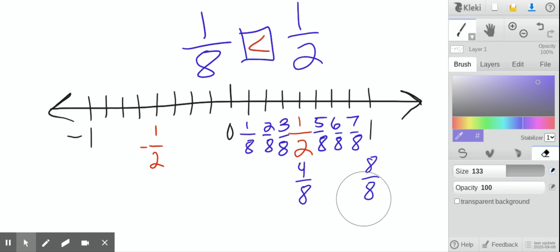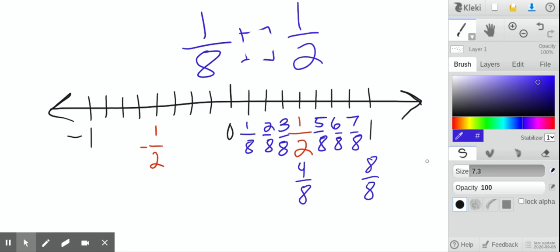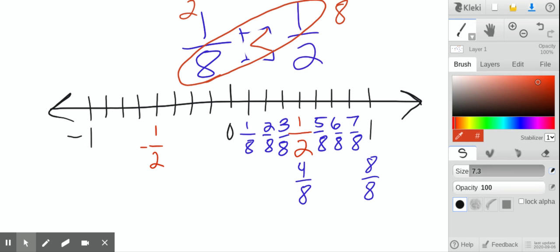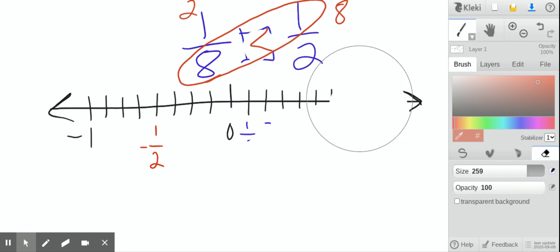Well, let's see. Let me just erase my answer there. In order to see less than, greater than, or equal to, comparing fractions, you can cross multiply. So I'm going to cross multiply here. 8 times 1 gives me 8. 2 times 1 gives me 2. Well, 2 is less than 8, so I know that 1/8 is less than 1/2. Okay? You can compare any two fractions in that format.